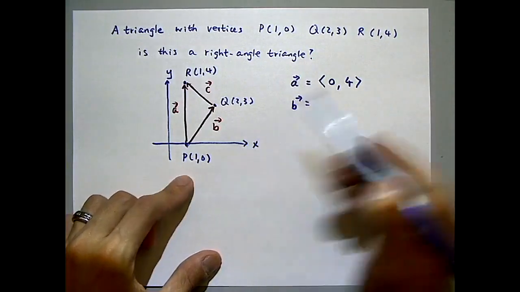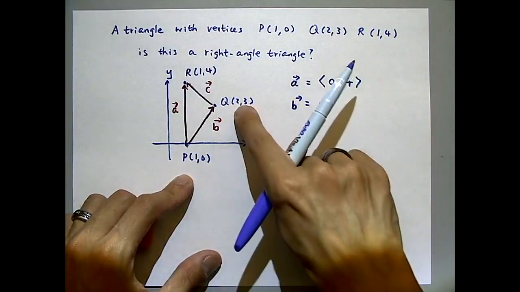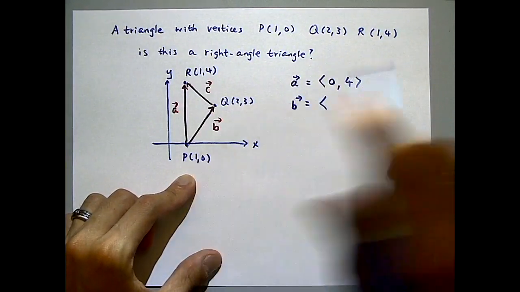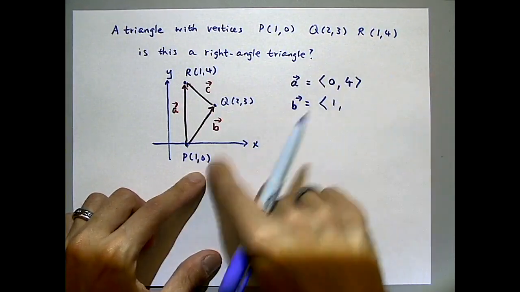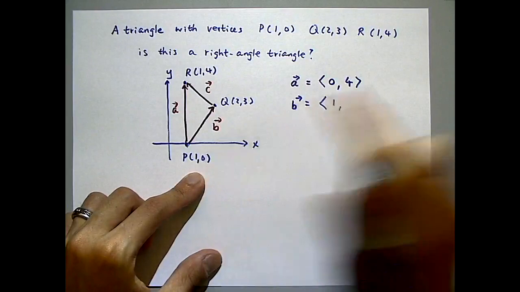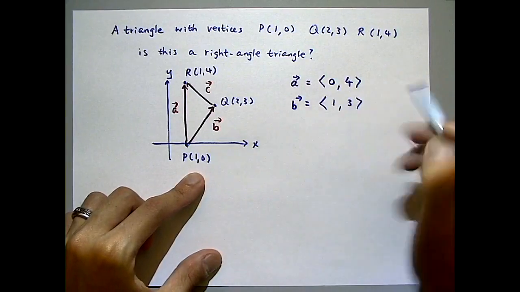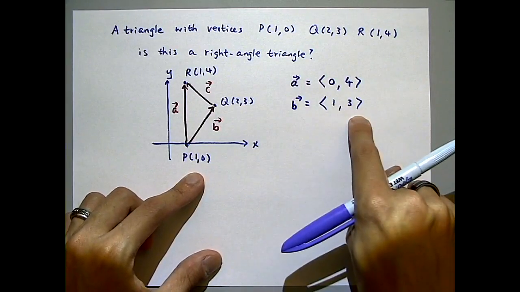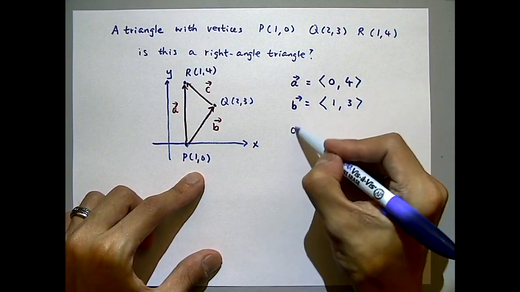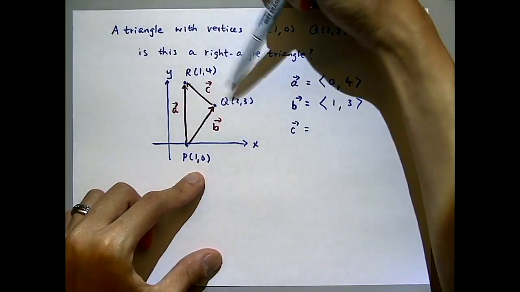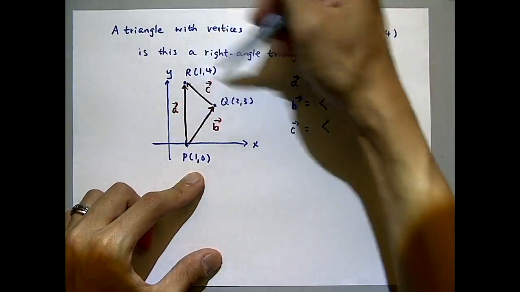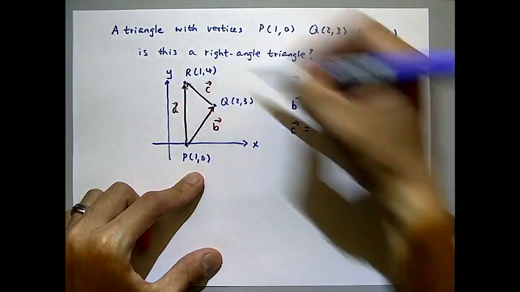And similarly, B is, I want to go to 2, I have a 1. The difference is 1. I want to go to 3, I have 0. The difference is 3. So I need to add 1 to the right and 3 up. C going from Q to R is equal to -1, +1.